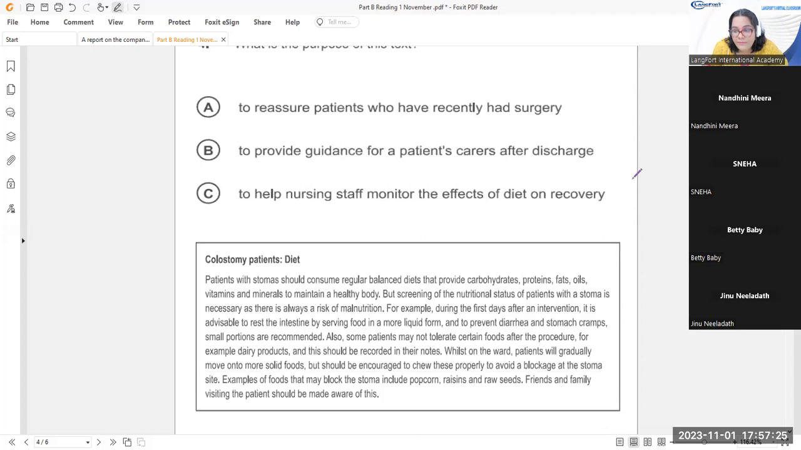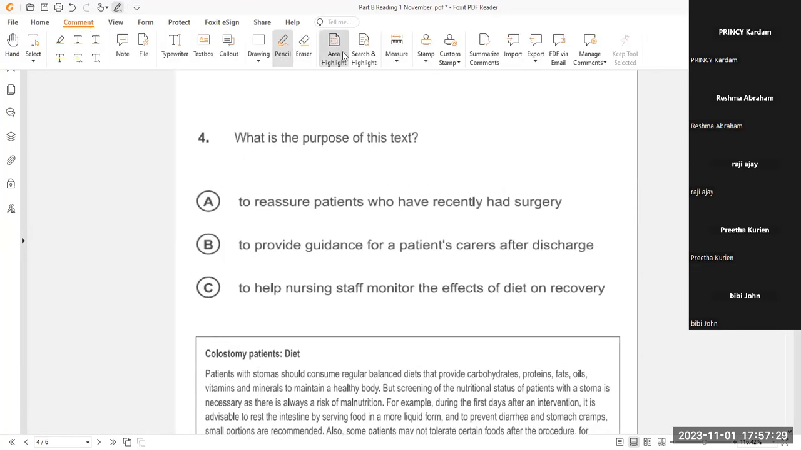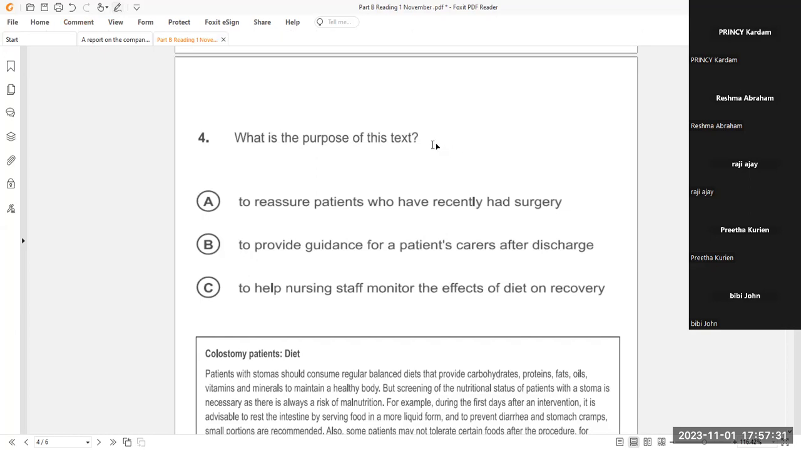Okay, Bibi, would you mind unmuting yourself and reading the fourth question? Yes, ma'am. What is the purpose of this text? So we need to figure out what? The purpose of this text. That's what we need to figure out.